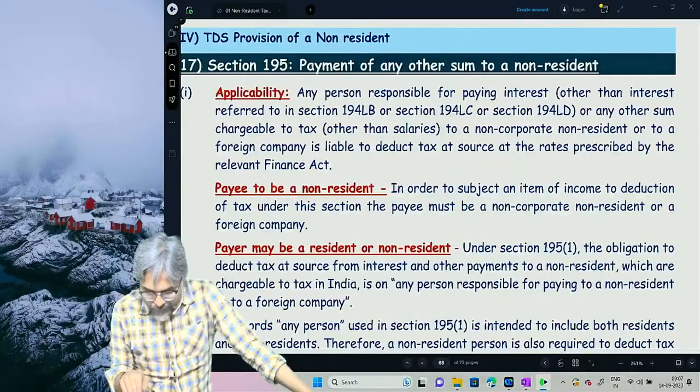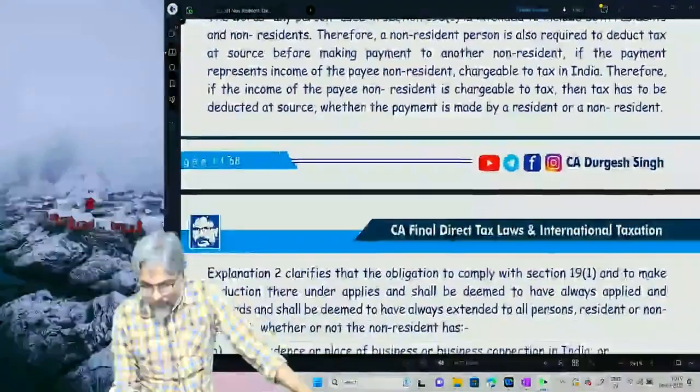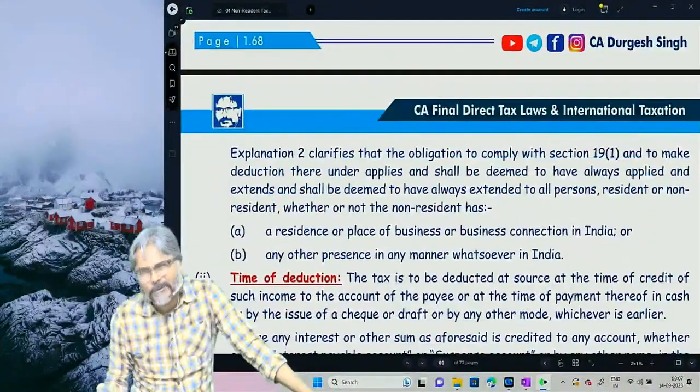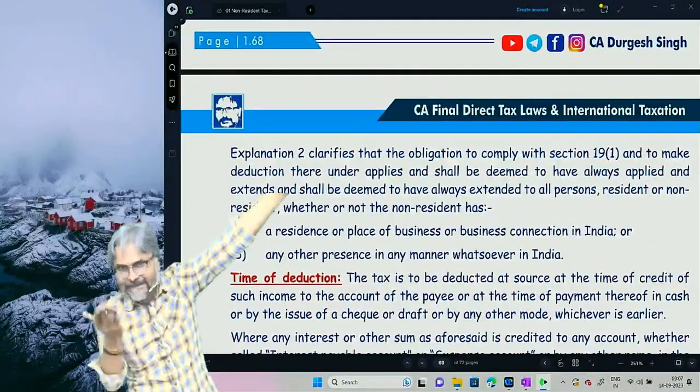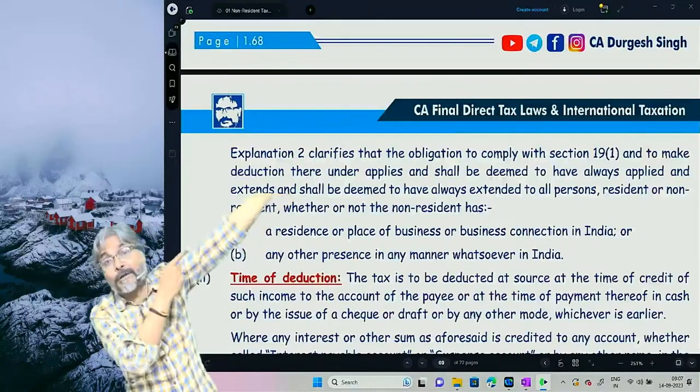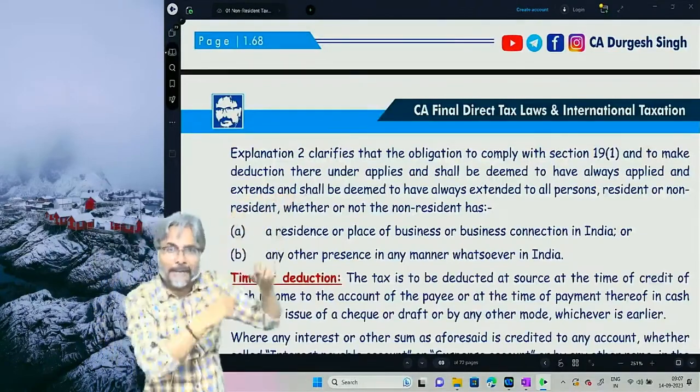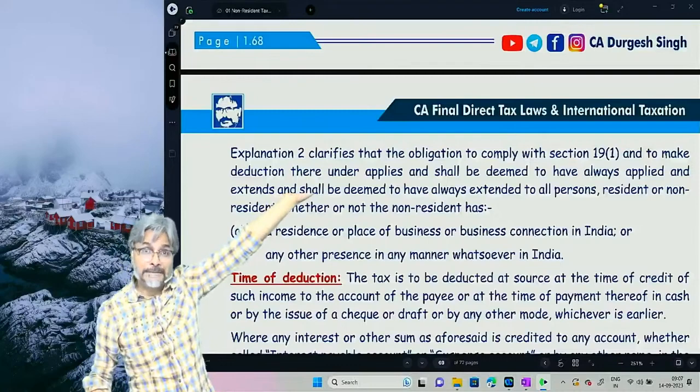This provision was introduced in 2012. At that point of time, people were wondering how this is possible. How a particular, I gave the same example, a foreign company in that country. Which country? In those countries.